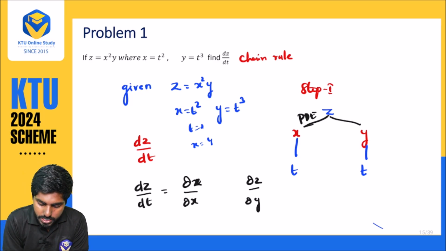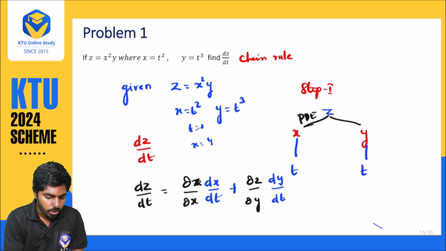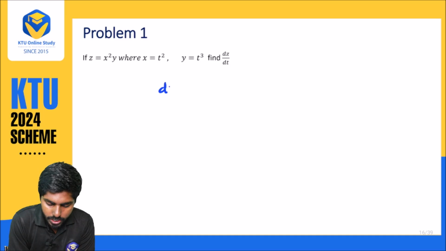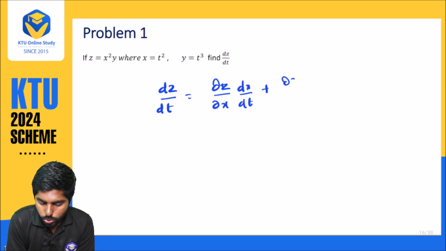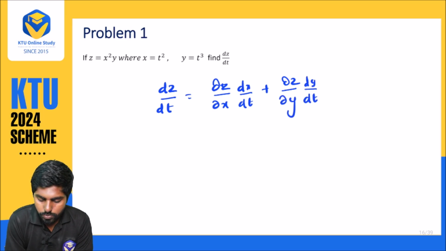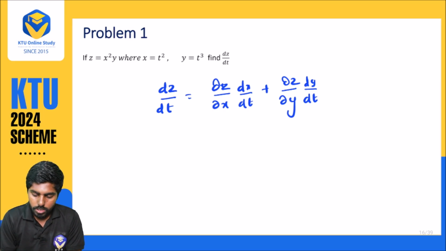So now x is depending upon t, so the formula will become dx/dt. Here on the plus symbol, y is also depending upon t, so dy/dt. So what is the formula? The formula is nothing but dz/dt is equal to ∂z/∂x into dx/dt plus ∂z/∂y into dy/dt. So this is the formula. Depending upon the problem, we want to identify the formula.